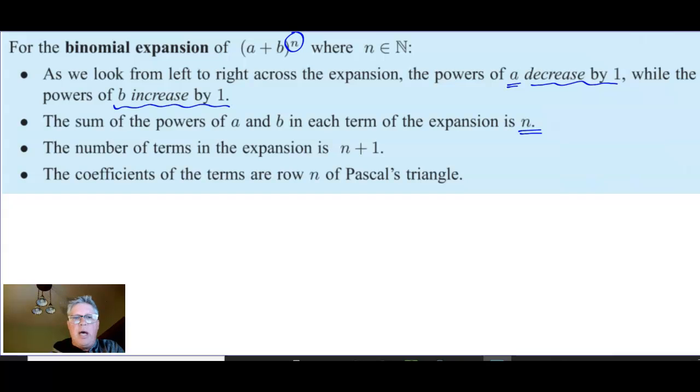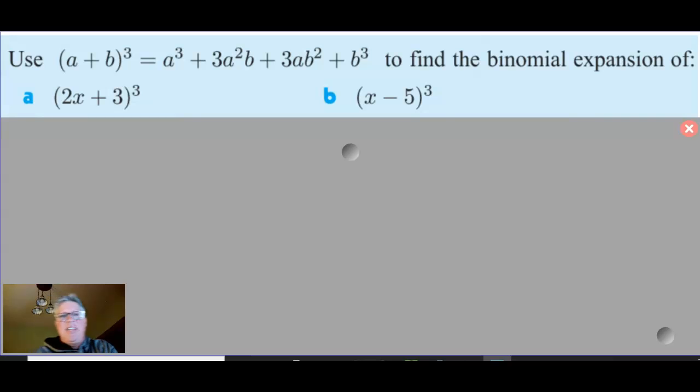All right. The coefficients of the terms are row n of Pascal's triangle. So if we took a plus b to the 7th, we'd want to go to row 7 to get the coefficients. That's it. That's 5 minutes and 45 seconds. You wish it was that easy. All right. So we might be able to use this to put these together.